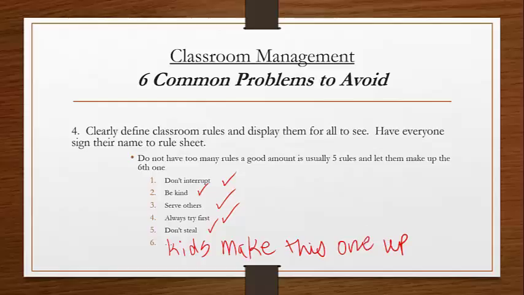Okay, so the kids make number 6 up. And then that gives them ownership of the classroom. And ownership is a powerful thing for your kids. And then, of course, after you've done all this, have everyone sign their name to the rule sheet. It encourages good behaviors. And having it displayed, you can also refer back to it when someone is breaking one of those rules.